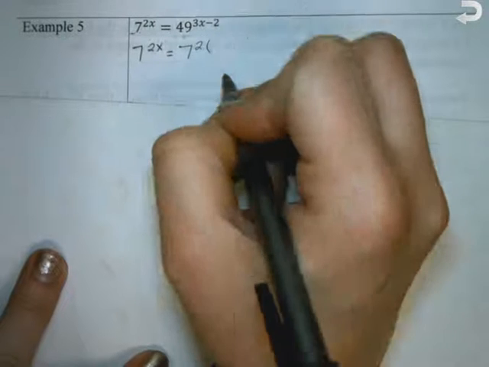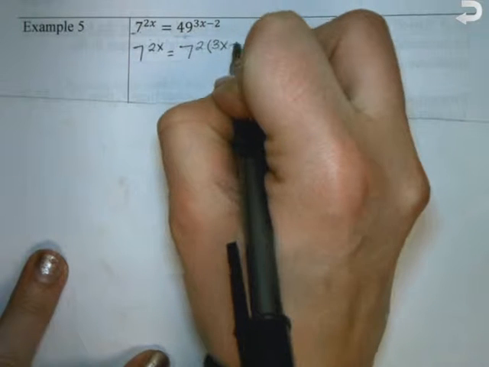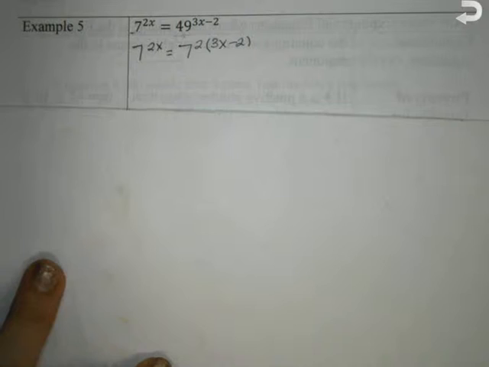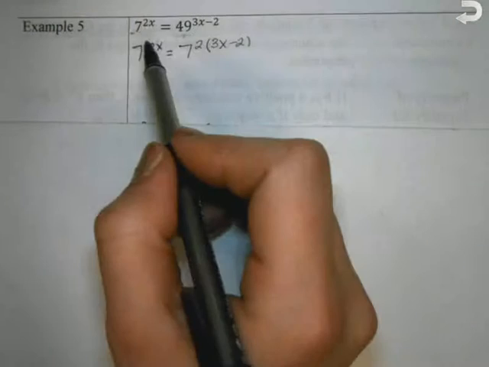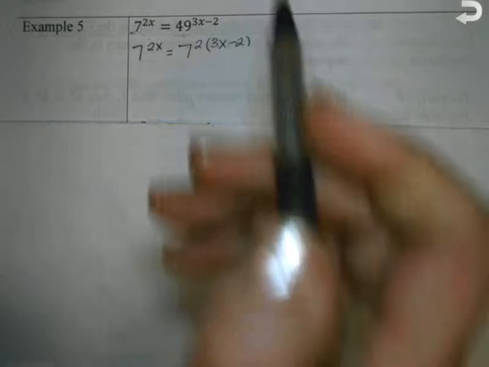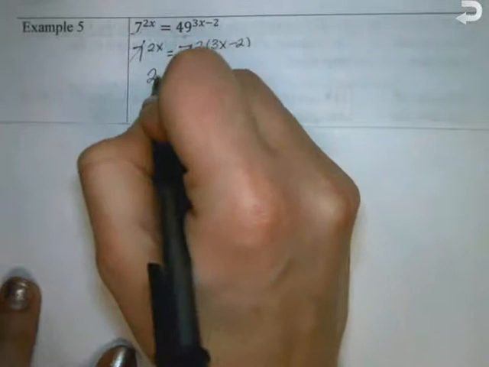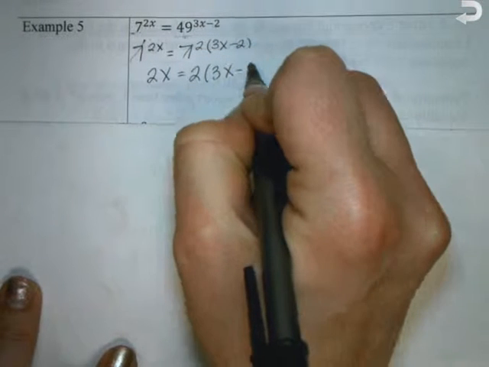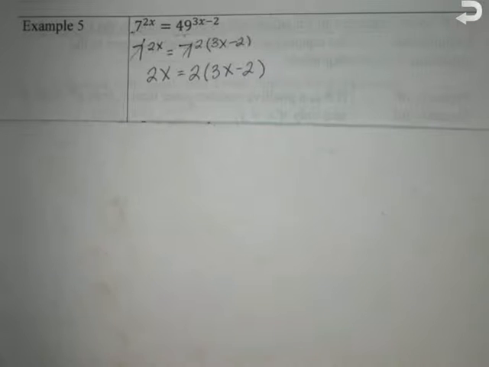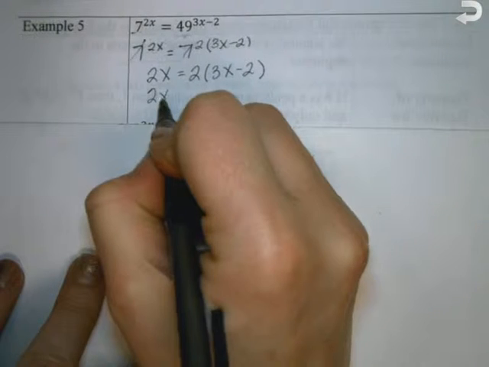Will it get harder than this? Okay, so we can drop the bases here. So this is 2x equals 2 times 3x minus 2. Okay, so we have 2x equals 6x minus 4.